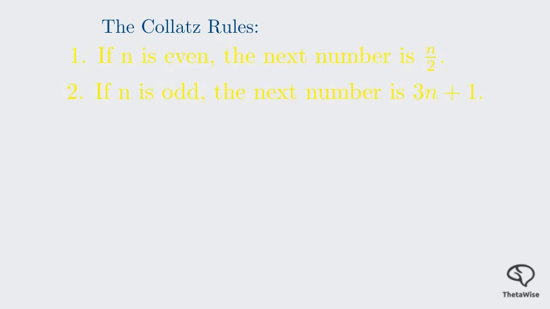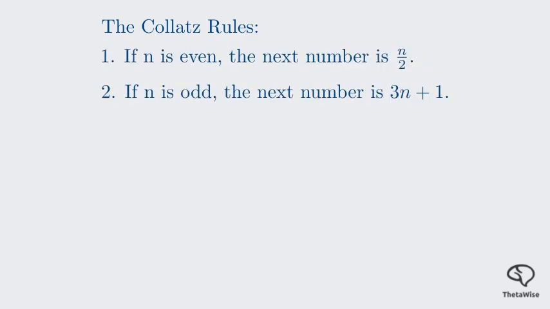The conjecture itself makes a very specific claim. It says that no matter what positive integer you start with, if you follow these two rules, you will always eventually reach the number 1. Let's say that again. It always reaches 1. That's the core of the mystery.